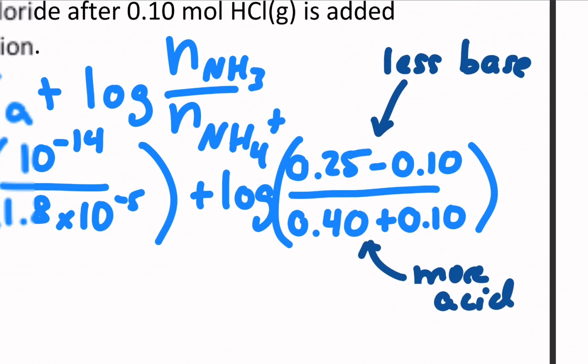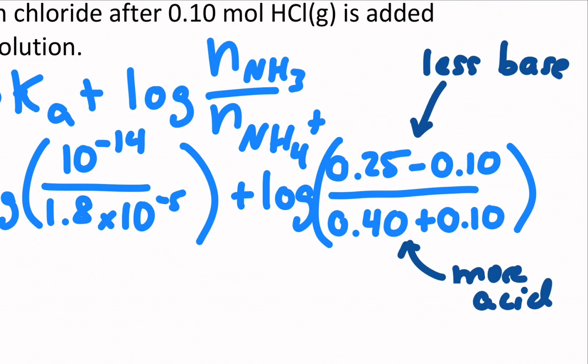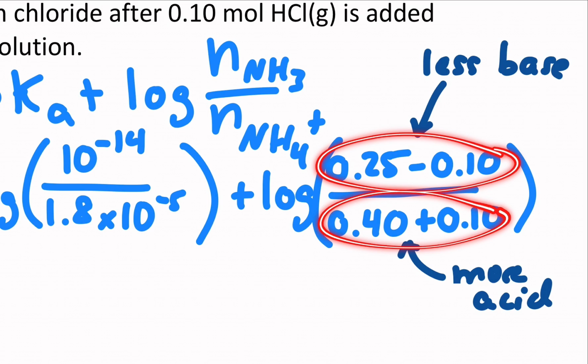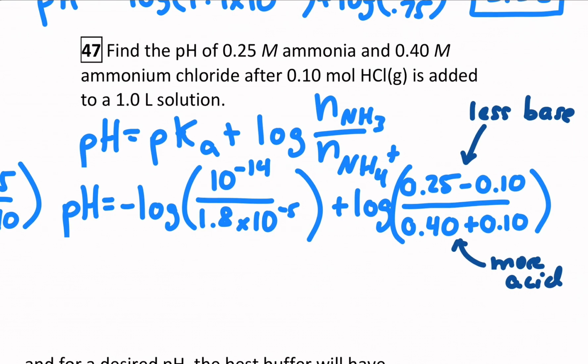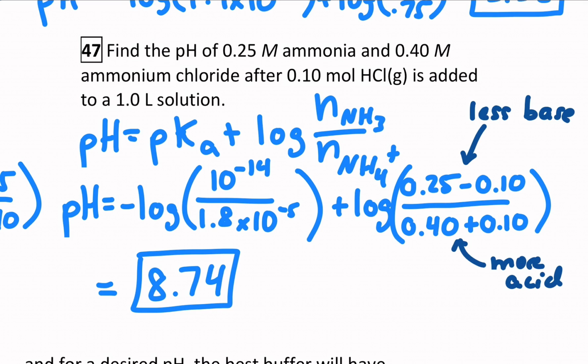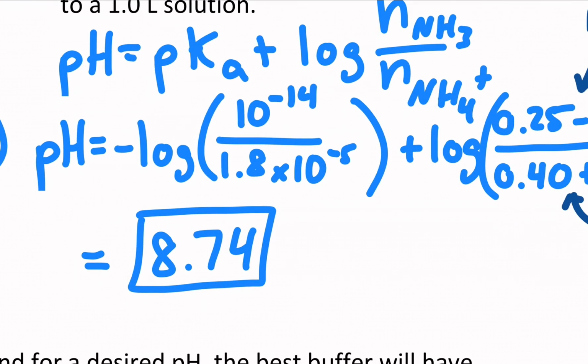And I can put that right in the same expression. This is just the stoichiometry buried in the ratio. So now I've got my equation. I just plug in all the numbers. You get 8.74. And it makes sense. It is slightly more acidic.